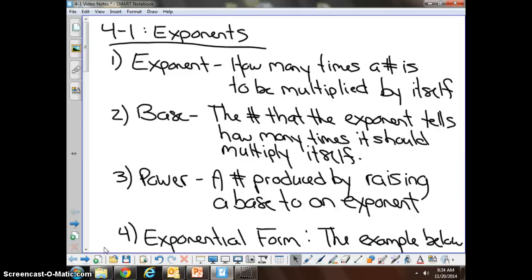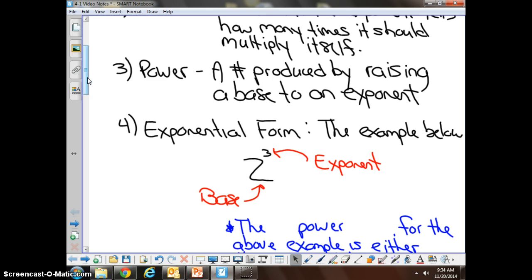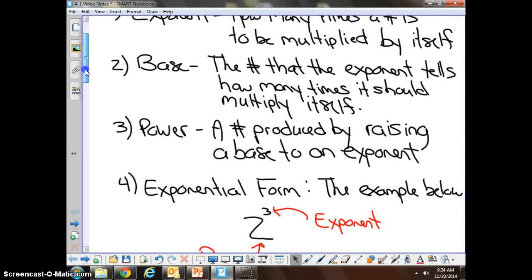Today we are going to start the first lesson of Chapter 4, which is on exponents. And we'll start with 4 vocabulary words. First one is exponent. An exponent would be how many times a number is to be multiplied by itself. So when you look at an exponent, you have the little number that is above a bigger number, would be the really simplistic way of saying it.